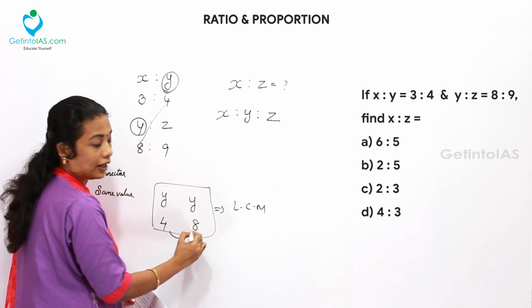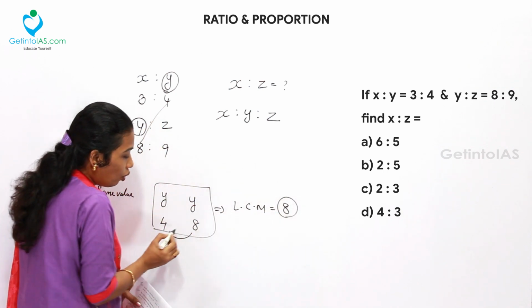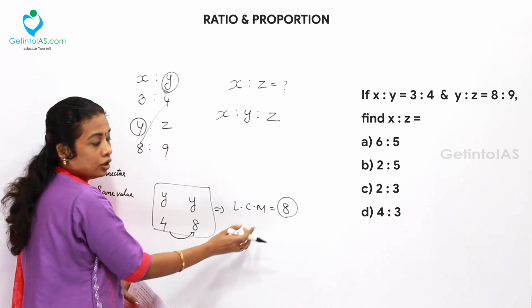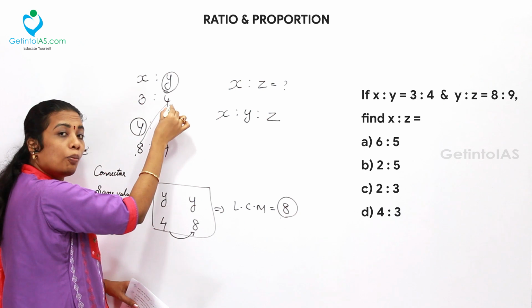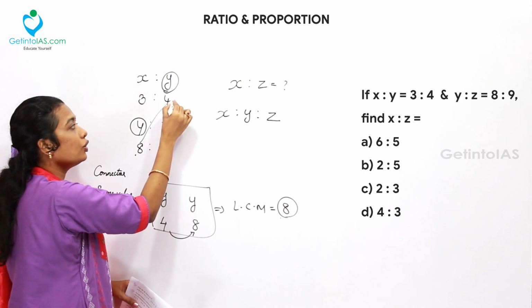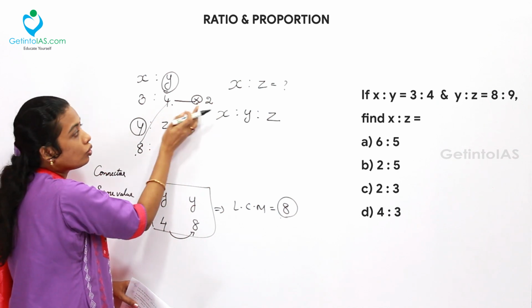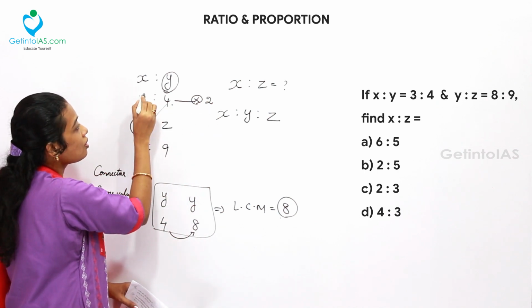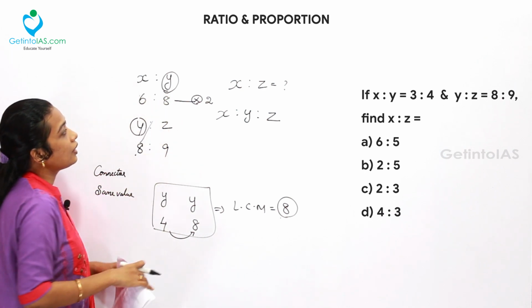LCM of 4 and 8. LCM of 4 and 8 is 8, because 4 is completely divisible into 8, so the LCM will be 8. So, here y is 8. Here only you want to make y equal to 8. For that you want to multiply with 2. So, as soon as you multiply all the terms with 2, 3 will become 6, 4 will become 8. Now, this is the corrected ratio.